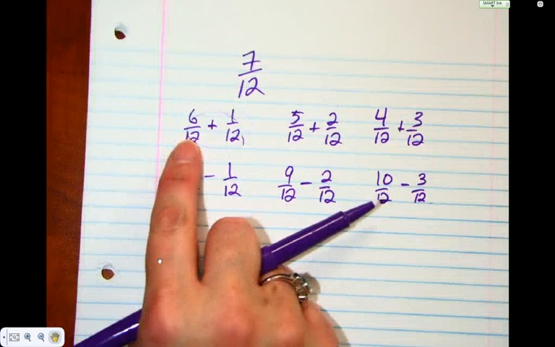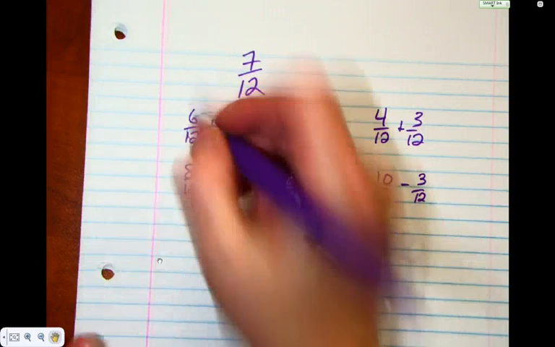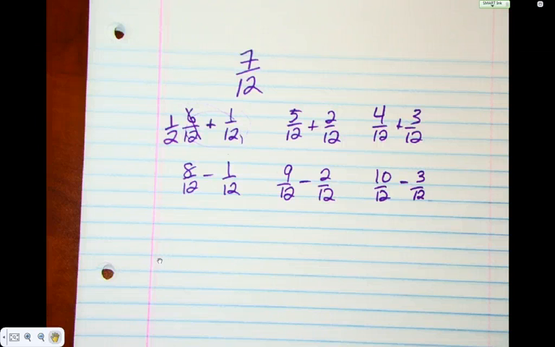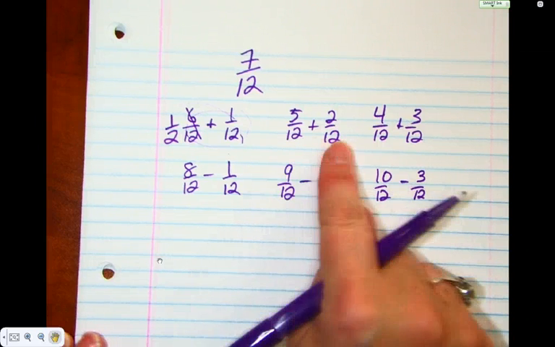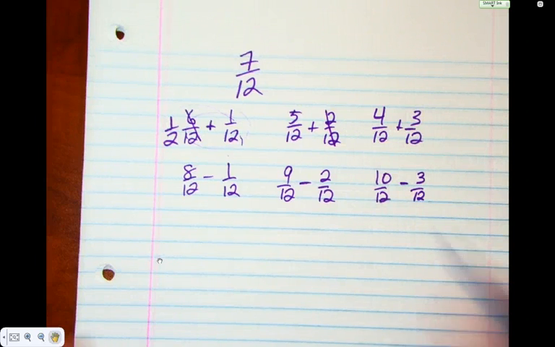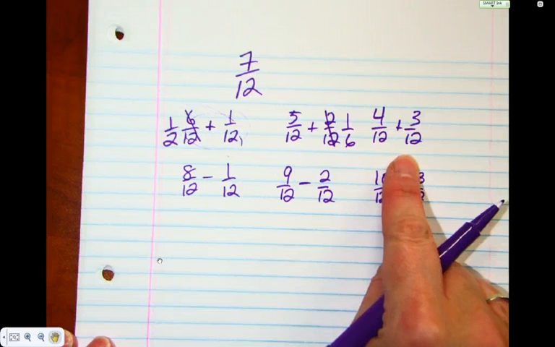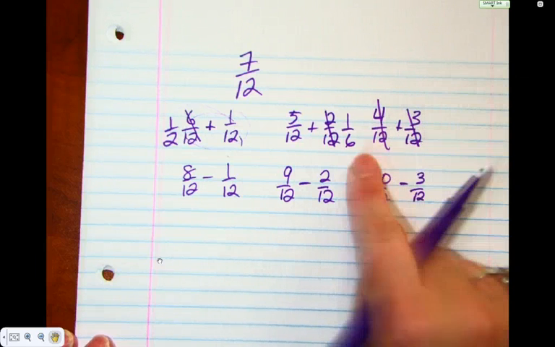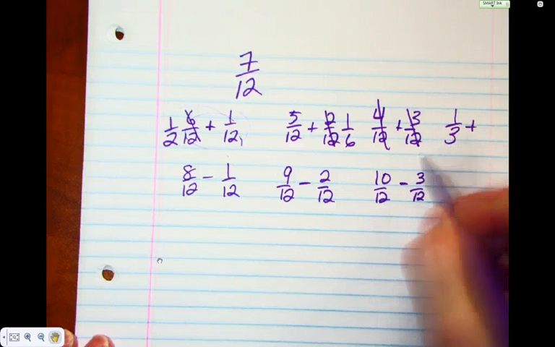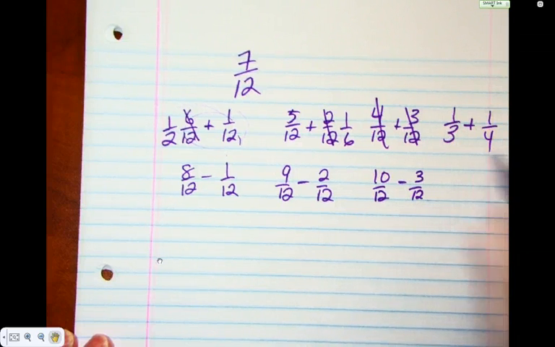Okay, I wouldn't really have started with 6 on 12. What would I have started with? 1/2. So this would have been a half plus a 12th. What about this one? Can I reduce either one? Okay, the 2 on 12 would have begun as 1 over 6. What about these two? Okay, I could reduce both of them. So a 4 on 12 would have been a 1 on 3 and 1 on 4.